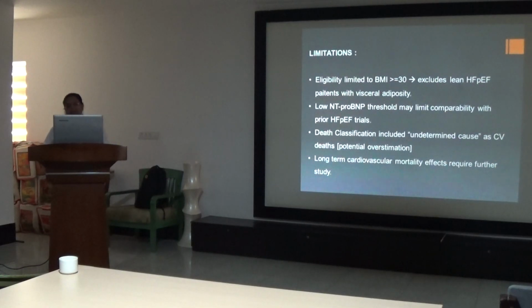Limitations: eligibility was limited to BMI more than 30, which excludes lean patients with HFpEF with visceral adiposity. The low NT-proBNP threshold may limit comparability with other trials. Their classification included undetermined cause as well, so there was potential overestimation. Long-term cardiovascular and mortality effects are required for the study.